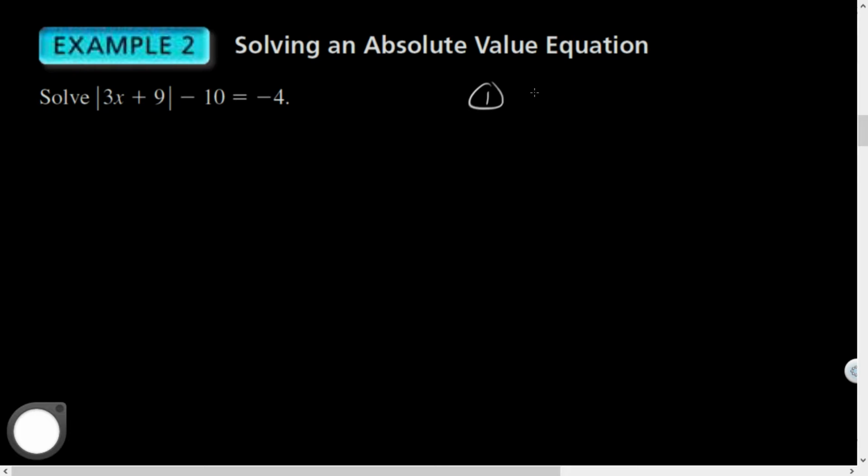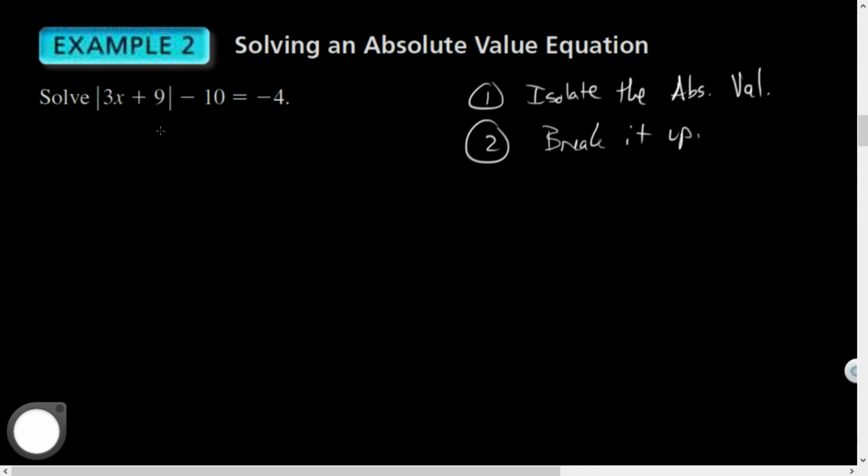Step 1, I'm going to want to isolate the absolute value. All right, what does that mean? Get the absolute value by itself so that I get absolute value equals something. This one is absolute value minus 10 equals something. And then I'll break it up. Okay? So that's what I've got to do first. How can I get this absolute value by itself? Right? If I'm pretending that like this is what I want by itself, how do I get rid of this minus 10?